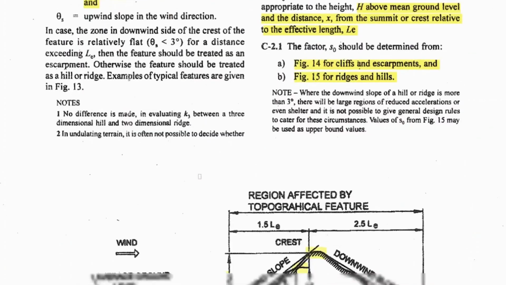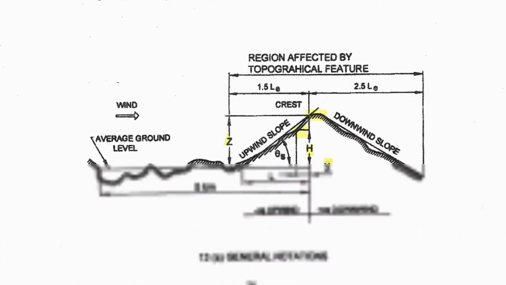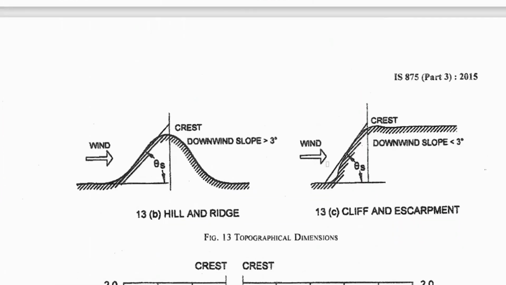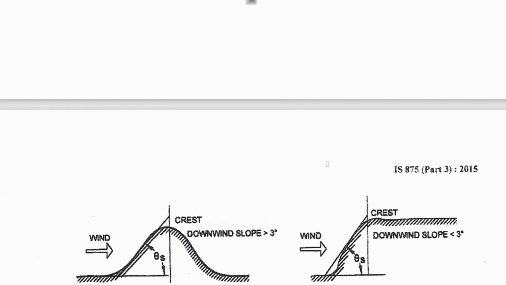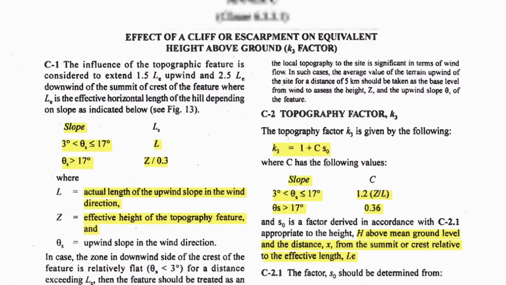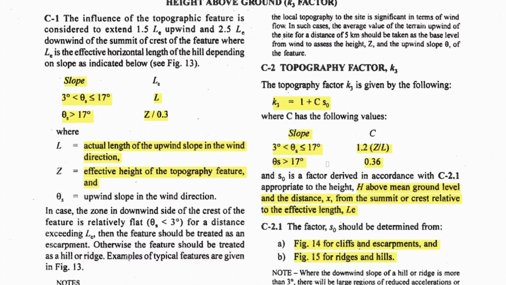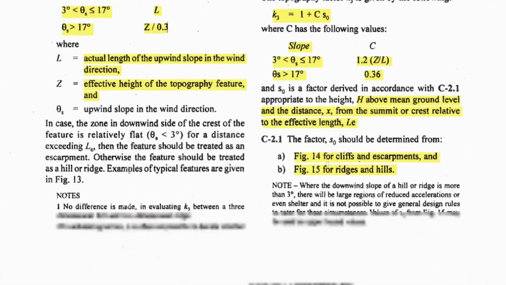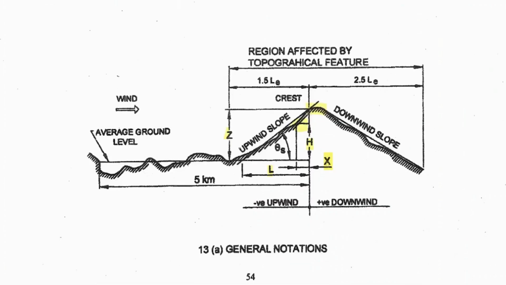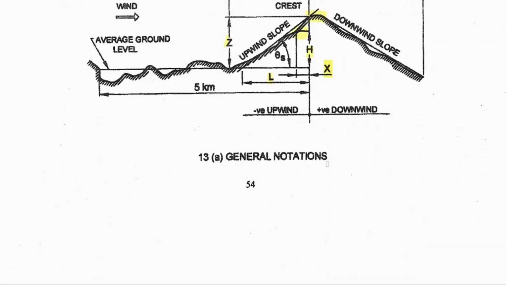This is how we calculate the value of K3 in case of upwind slope greater than 3 degrees. And we will see how we calculate this K3 for this range later in the example.